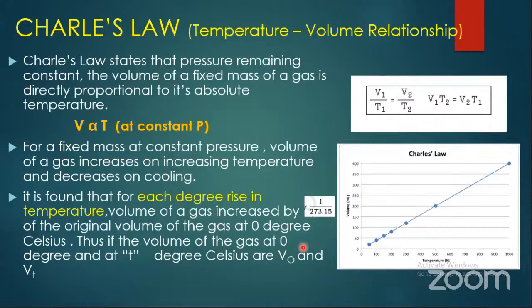Then what is V1? So V1 is equal to V naught plus V naught by 273.15. Means how much volume is increased? The volume of the gas is increased by 1 by 273.15 of the original volume. If the original volume is V naught, then the increased volume will be V naught by 273.15. Now the total volume at 1 degree Celsius will be V naught plus V naught by 273.15. So this is the observation.